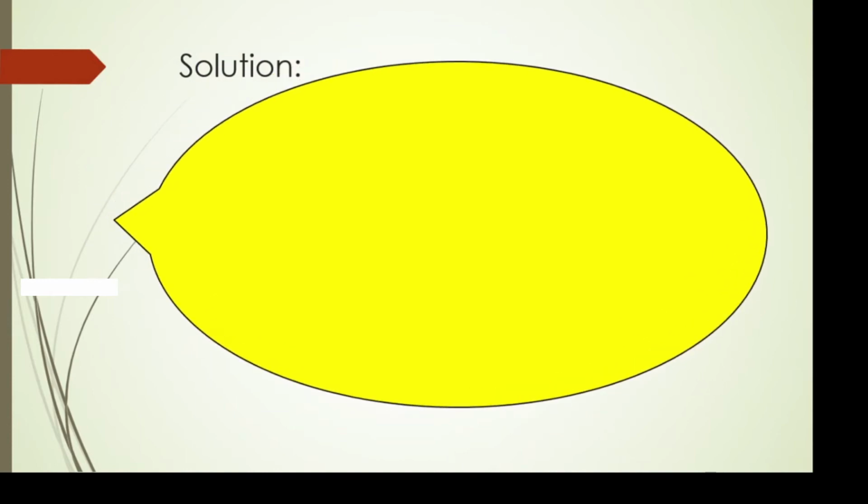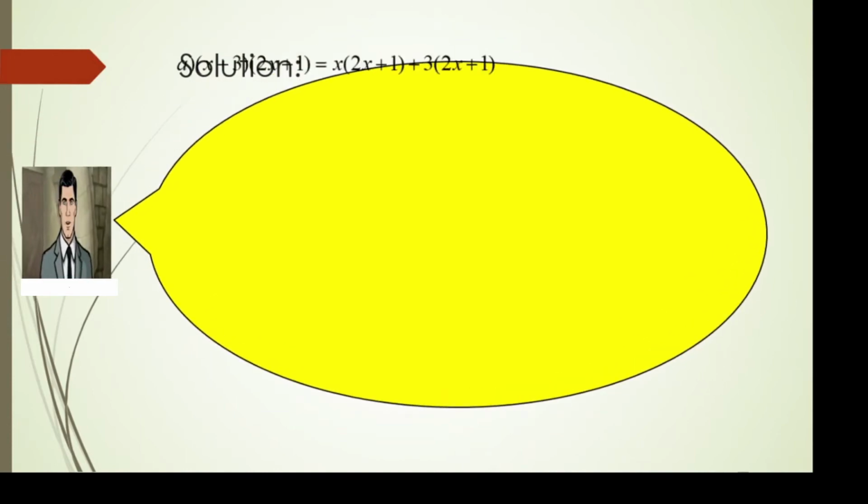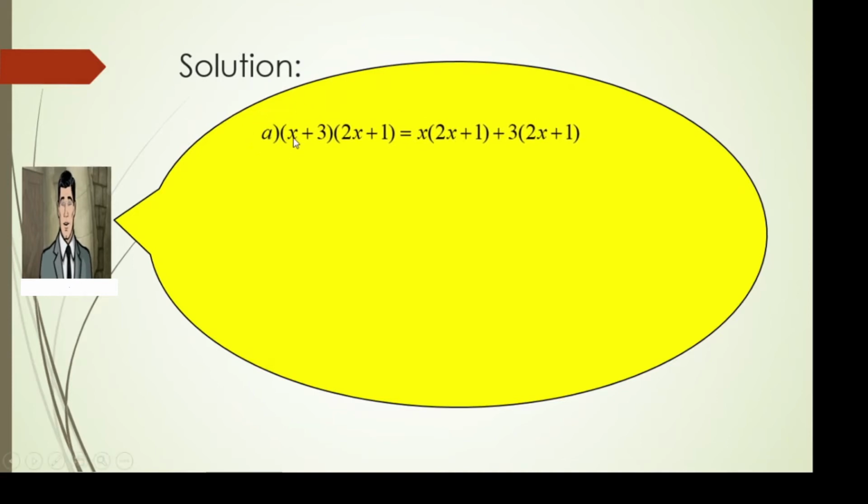Here's the solution of letter A. Since the given is the quantity of x plus 3 times the quantity of 2x plus 1, first step, multiply the first term to the second quantity, and that is x times 2x plus 1. And next, we multiply the second term to the second quantity, and that is positive 3 times 2x plus 1.